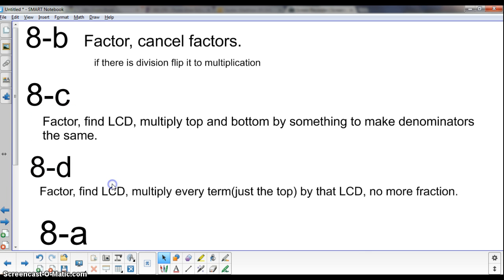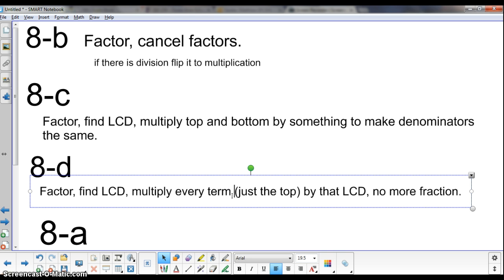8d. This is the hardest skill because now I'm asking you to put some of the different strategies together. Factor, as always. If it's factorable, factor it. That will help you in finding the least common denominator. That's why we factor. And then you are going to multiply every term, and since it's a fraction, it's just going to be multiplied to the numerator. Multiply every term by the LCD. And the reason we do that is because the fractions should disappear. There are no more fractions, and all of a sudden it's just maybe a quadratic or at best a linear equation that you can solve.